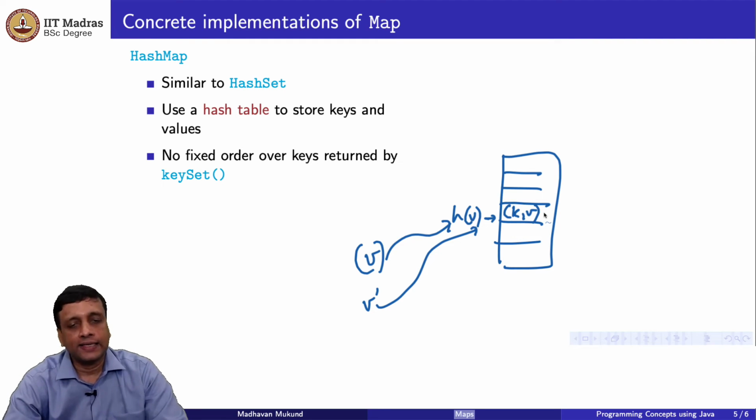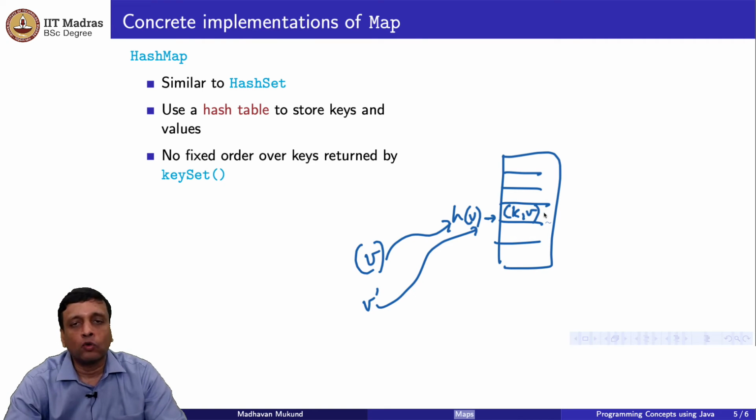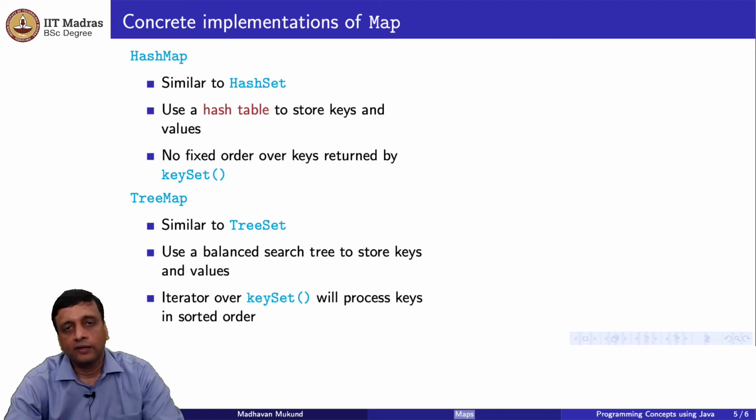So like in a hash set, because we are putting these things into positions based on the outcome of the hash function, there is no fixed order. So this is an unordered hash map. If I take out, for instance, the set of keys that comes with this, it will be processed by an iterator in some order, but we cannot predict the order. So if we want an order, then just like we had tree set, which was a concrete implementation of set, which underlying it used a balanced search tree.